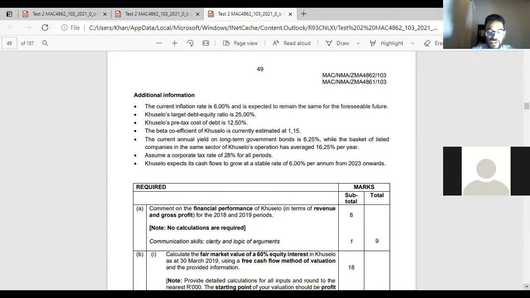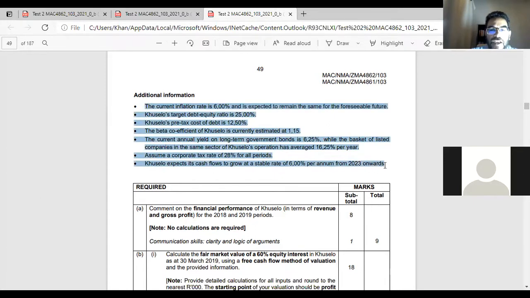Before we get into this, I'm going to ask you, what do you pick up from the additional information? I'm going to give you 2 minutes to tell me anything you pick up from the additional information, and you might give me feedback.